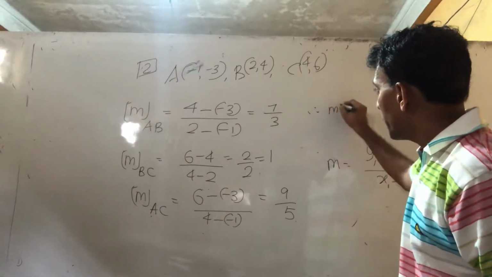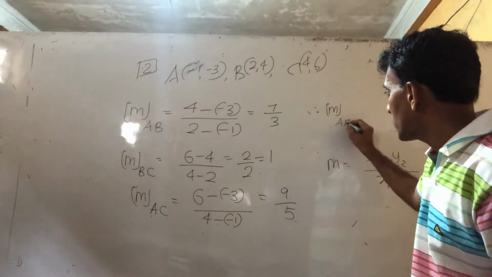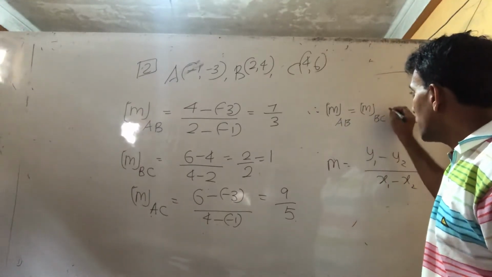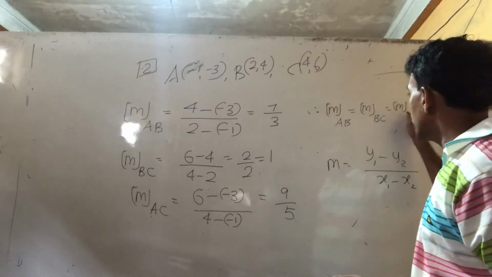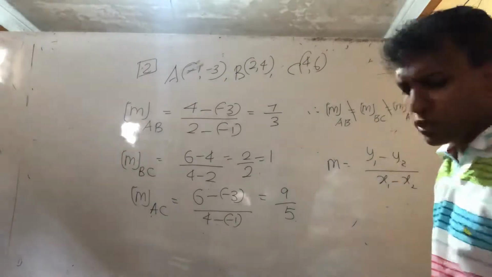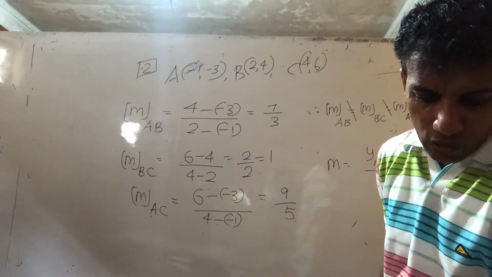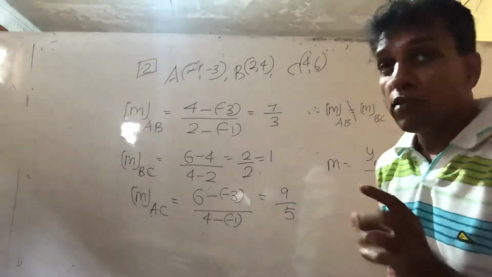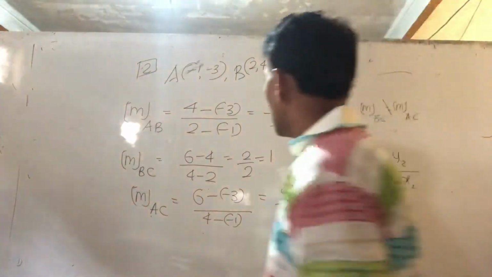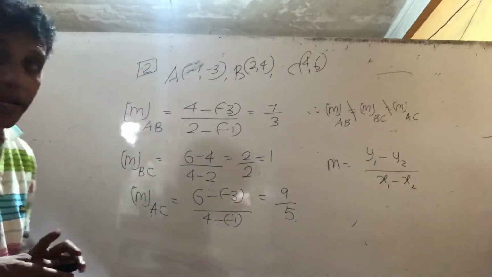Therefore, M of AB equals M of BC equals M of AC. Is it equal? No, not equal. They are not equal. Show the points lie on the same line. So here you can say, therefore A, B, C are not along a straight line. A, B, C are not along a straight line, right? Not along a straight line.